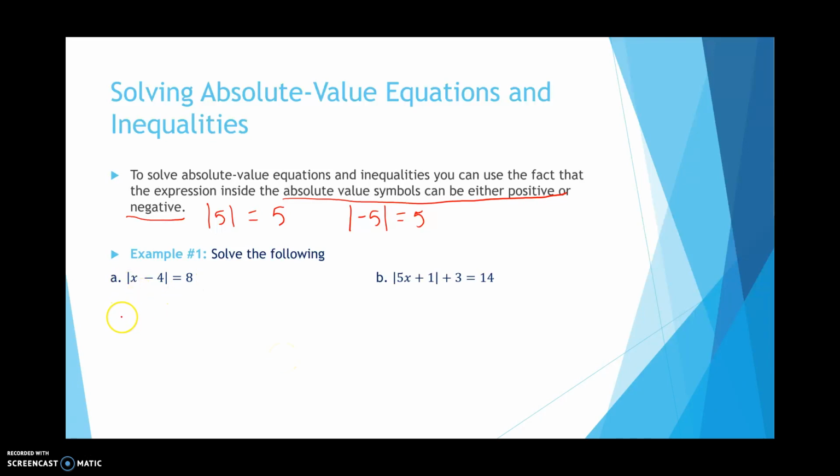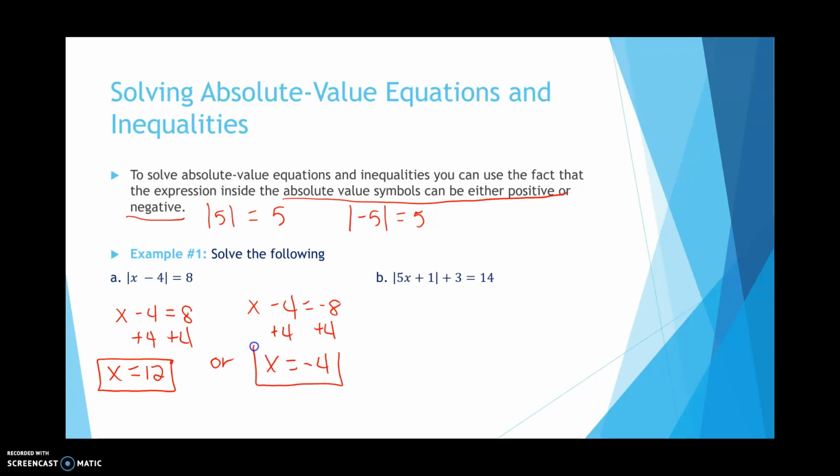So here we have x minus 4 equals 8. We'll solve that as it's written, but then we also need to solve x minus 4 equals -8. So I'm going to add 4 to both sides. So x is going to equal 12, or x can equal, if I add 4 to this other situation here, x is going to equal -4. So that is my answer for A.